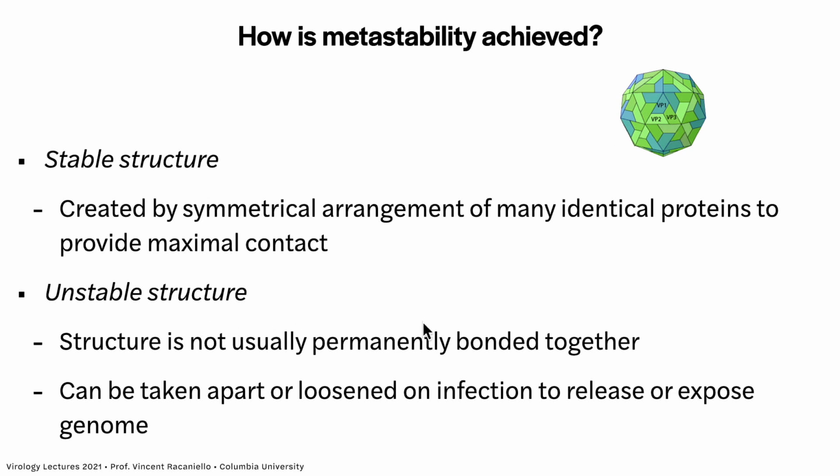And the unstable part comes first because they're not covalently bound together. The protein subunits are not covalently bound, and therefore they can be taken apart or loosened to release or expose the genomes. Now, in many cases, the virus particle comes apart and the genome is released, but you'll see as we go through this course, there are many viruses where the genome actually stays in the particle and the polymerization occurs there. But that particle does have to be loosened to allow access, to allow things to get in and nucleic acids to get out.